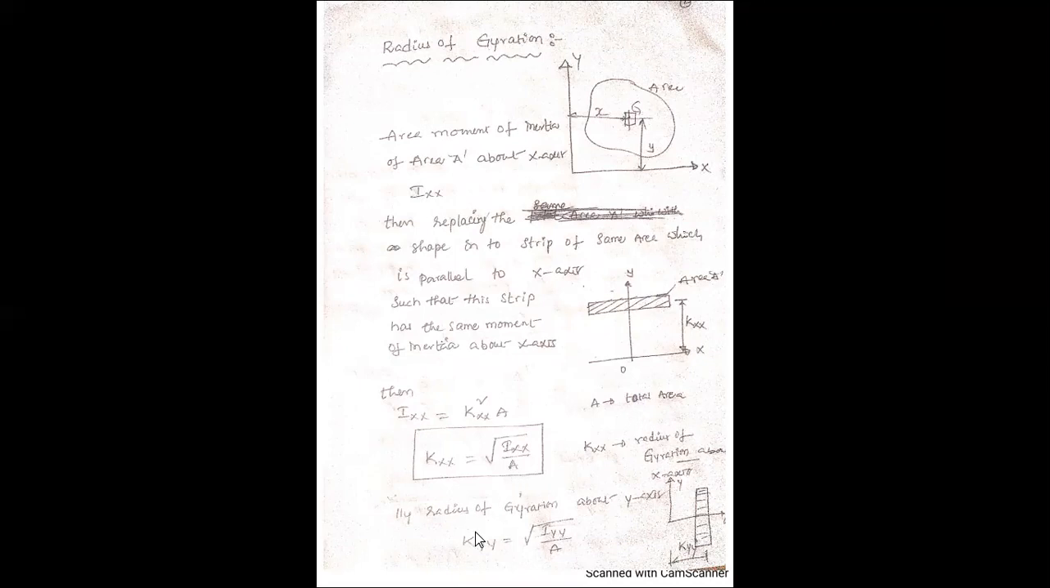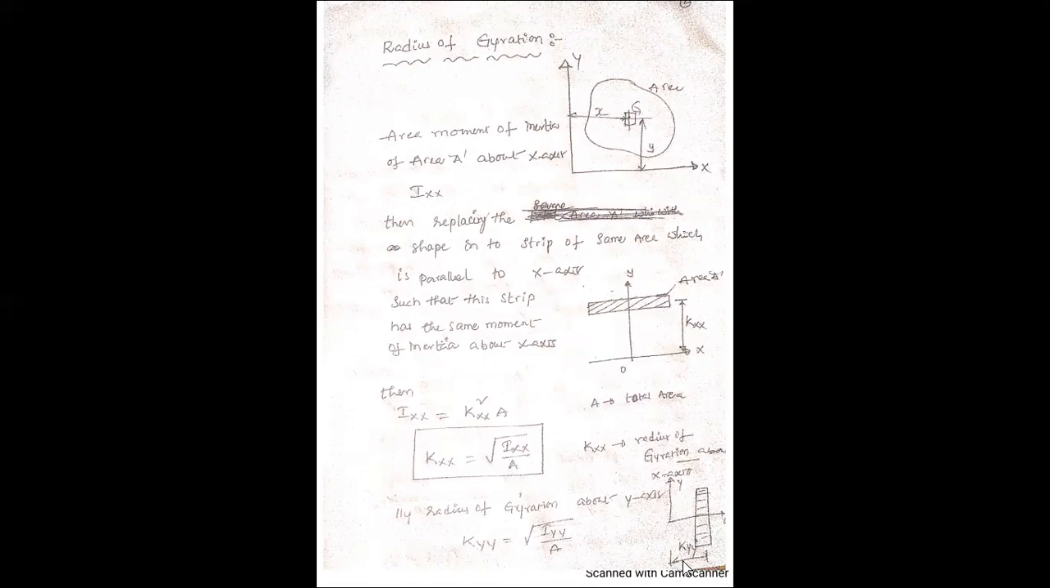Similarly, I can define radius of gyration about the y-axis also. Instead of a horizontal strip, now I am replacing this area with a vertical strip. So the vertical strip area is also the same area as the earlier. It must be the same area as the earlier.